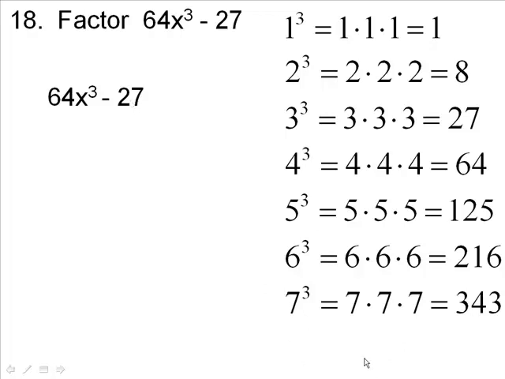8 times 8 times 8. 8 times 8 is 64. 64 times 8, 512. 9 times 9 times 9, I didn't write it down here, but that's going to be 729. Anyway, when you think of 64, think of 4.